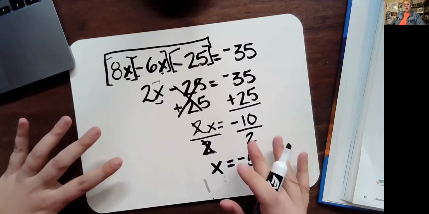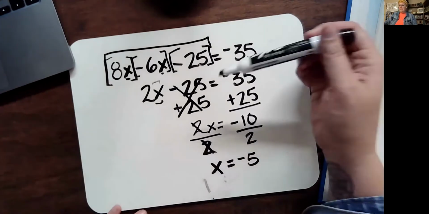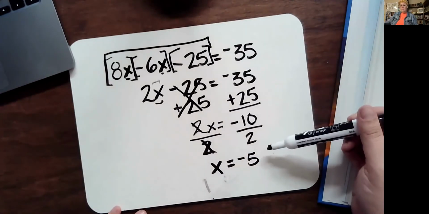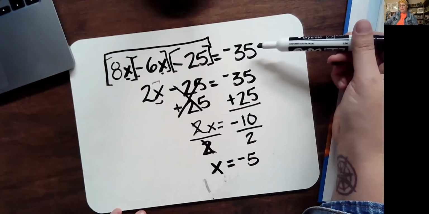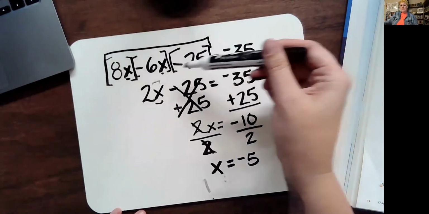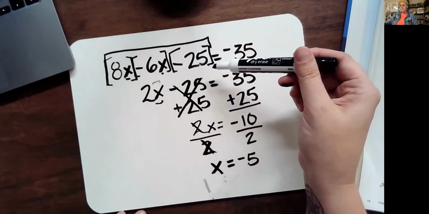In this operation, we did the exact same thing we've been doing, but before we started, we tried to make it more simple by combining like terms. That's the new skill that we're looking at right here.